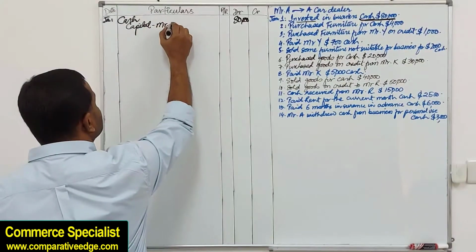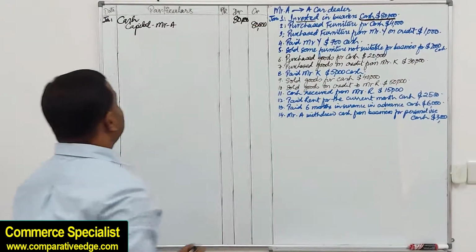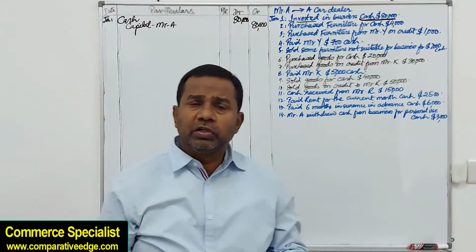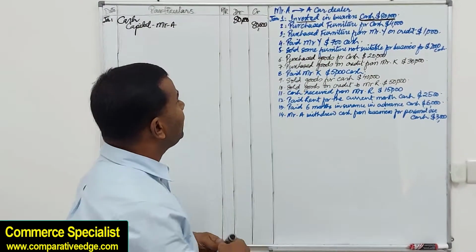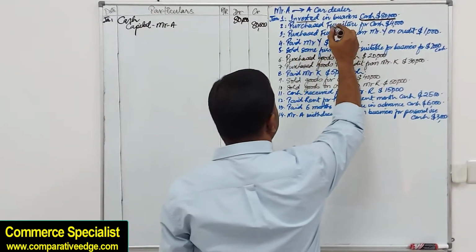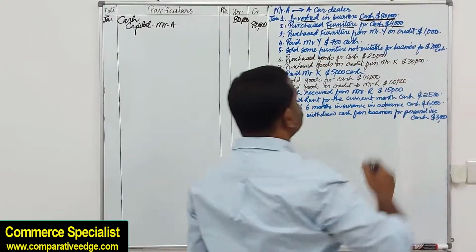Capital of Mr. A. Increase in capital is a credit. So I recorded. First transaction has been recorded. Looking at the second one now. The second one says, purchase furniture for cash 4,000.